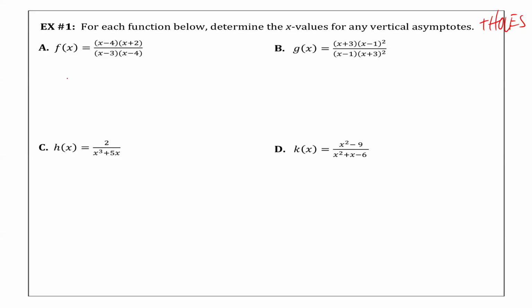All right, here we go, really quick. So on A, we had a hole where? At x equals 4, and we had a VA where? At x equals 3, correct? All right. On B, what do we have? We have no holes, or we did have a hole? We did have a hole.